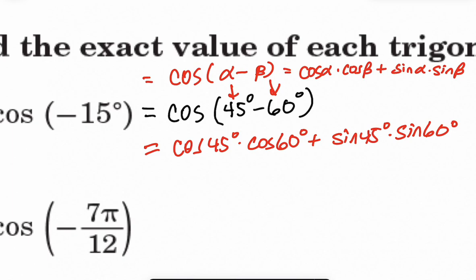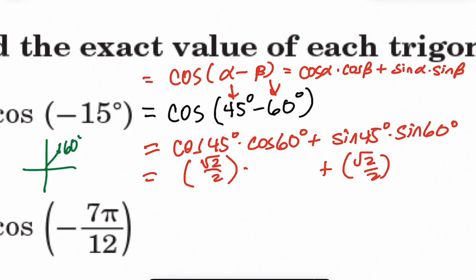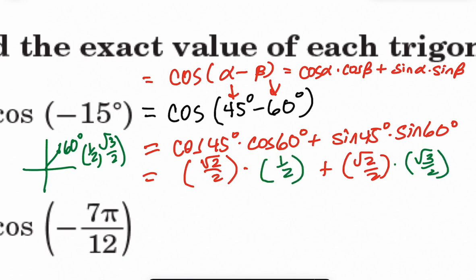Exact value means you have to use the values on our unit circle. Now 45 is that square root of 2 over 2, square root of 2 over 2 point on our unit circle. So both of the 45s are square root of 2 over 2's. Okay. The 60, remember, 60 on our unit circle is the point 1/2, square root of 3 over 2. So the sine value is the y value, square root of 3 over 2. The cosine value is our x value, 1/2.